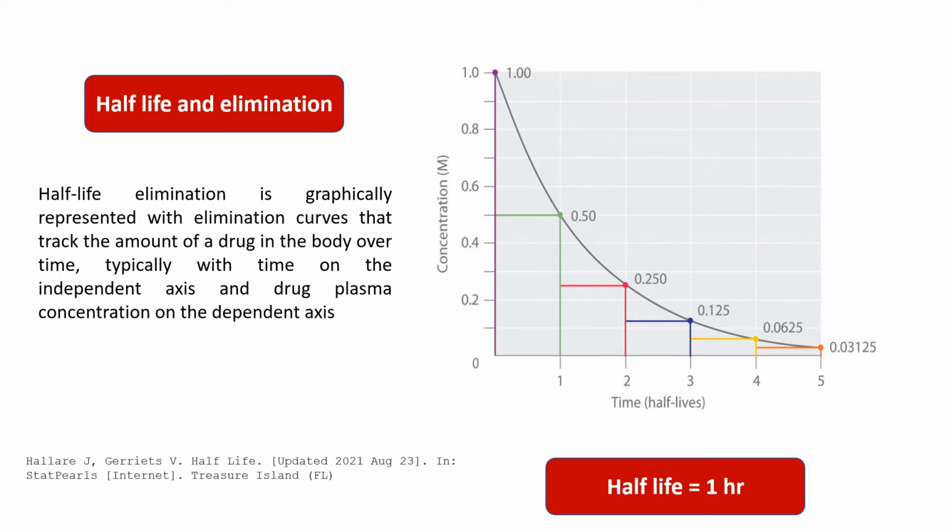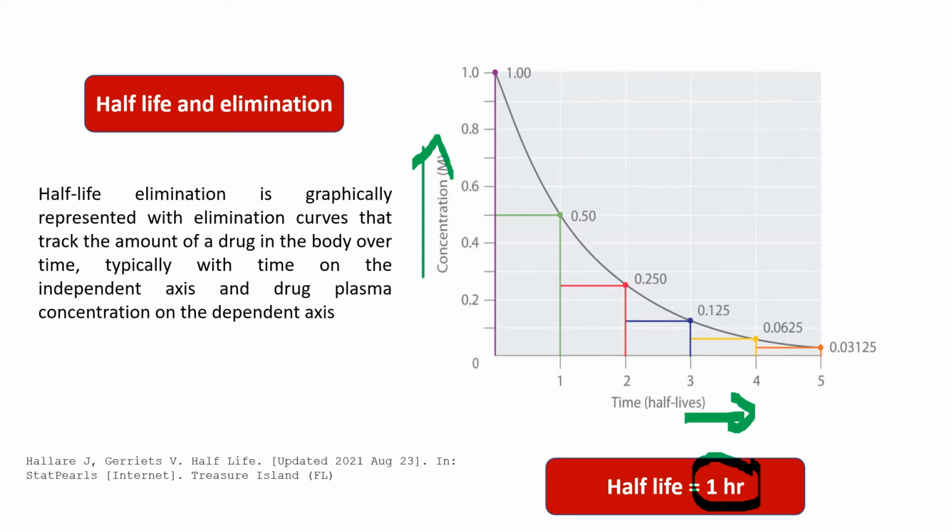Half-life elimination is graphically represented with an elimination curve that tracks the amount of drug in the body over time. So this is the time frame, and this is the concentration, as you can see here, and the drug plasma on the dependent axis. So this is the y-axis. Half-life we have considered as 1 hour. So at 0 hour, if this is an IV, okay, when you give an IV dose, this is how the graph looks.